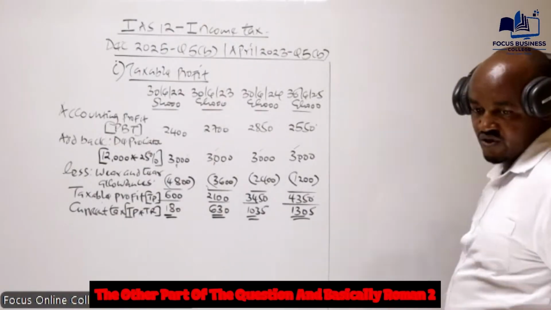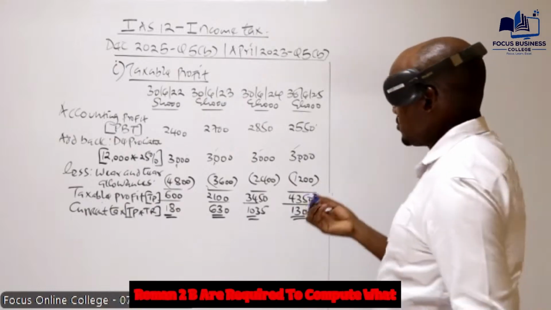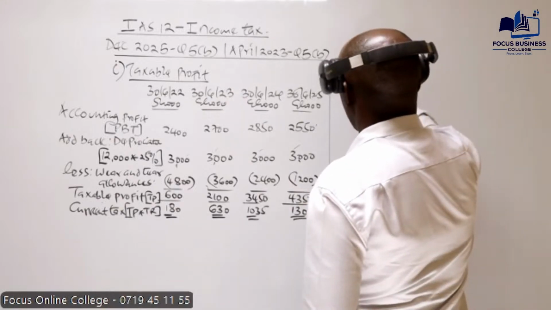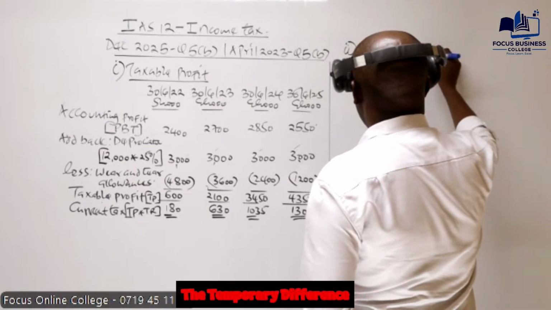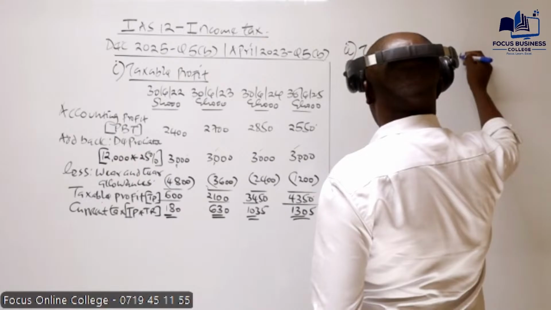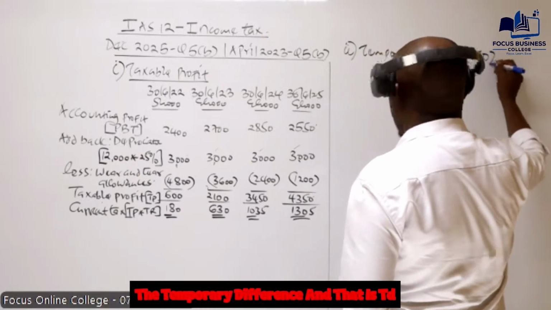The other part of the question, and basically Roman 2. In Roman 2, we are required to compute the temporary difference, and that is TD.